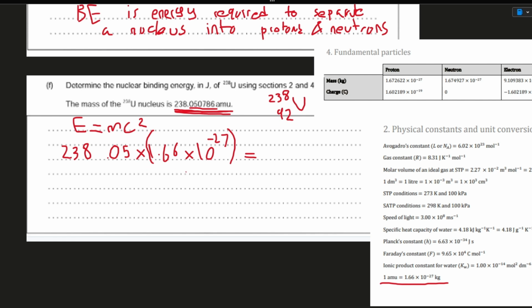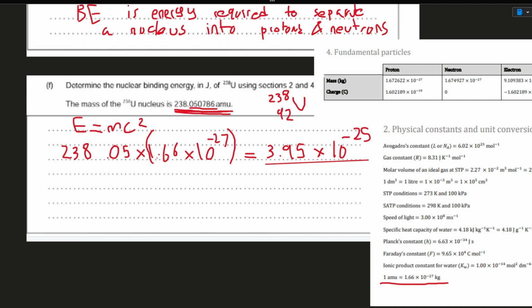Yeah, you should get 3.95 times 10 to the power of negative 25. And now that we found the mass of the nucleus, we need to find the mass of the protons and the mass of the neutrons, and we subtract that from this right here in order to get the overall mass apart from the nucleus.